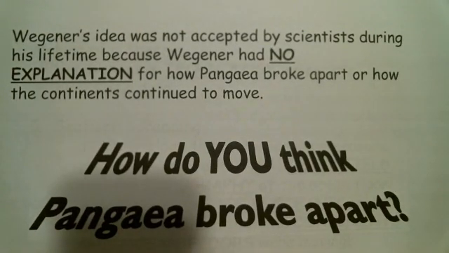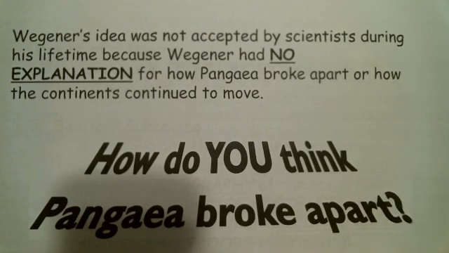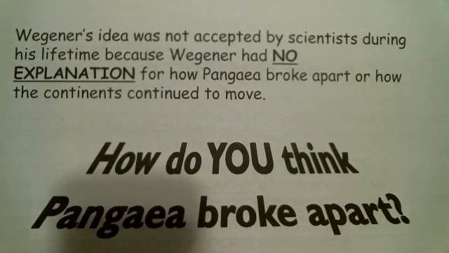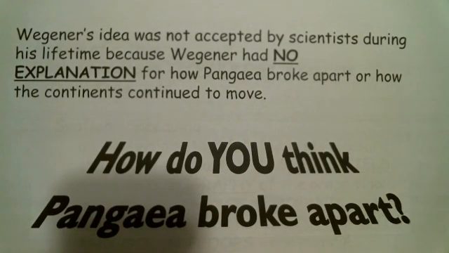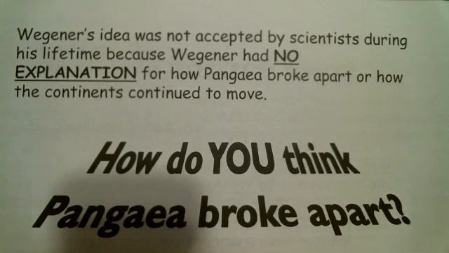Wagner's idea was not accepted by the scientists of his day, nor during his entire lifetime, because Wagner had no explanation for how this giant supercontinent called Pangaea broke apart and how the continents continued to move. People scoffed at him, saying, what could force a continent to move across the solid ground, the solid dirt underneath it? They didn't realize that the mantle was flexible rock. They just imagined that it was solid.